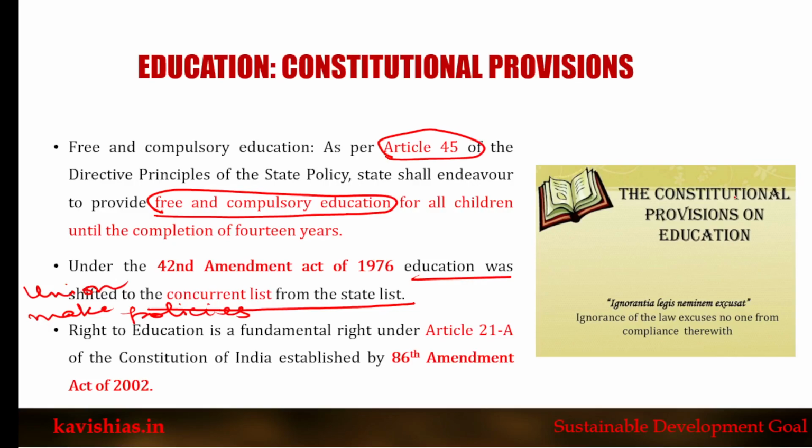Apart from that, the right to education was made a fundamental right under Article 21A of the Constitution of India, and this was established by the 86th Amendment Act of 2002. So these are the most important constitutional provisions mandated by the Constitution itself when it comes to education.